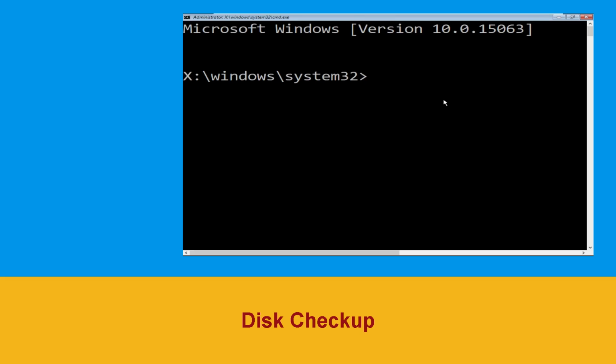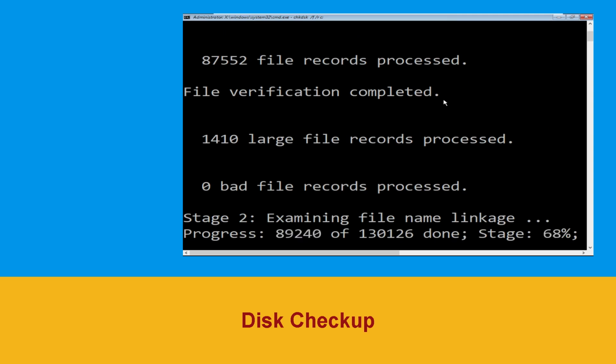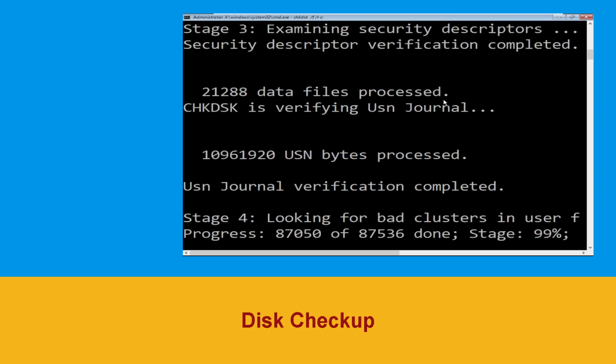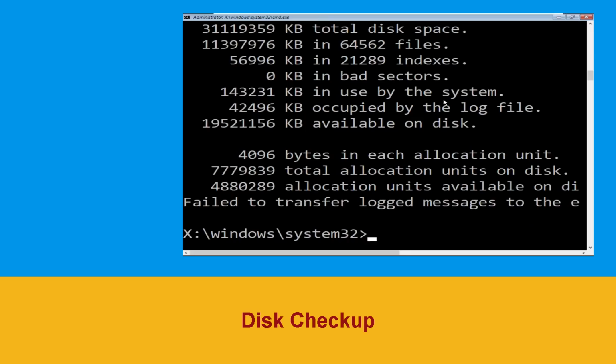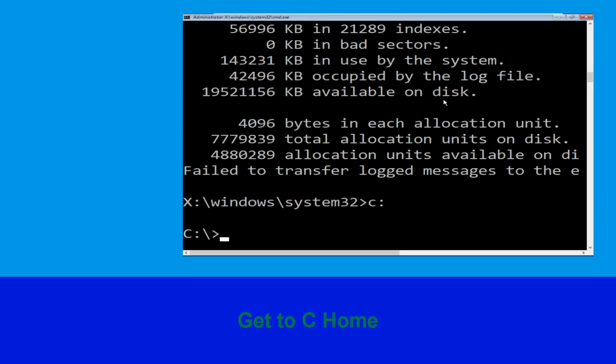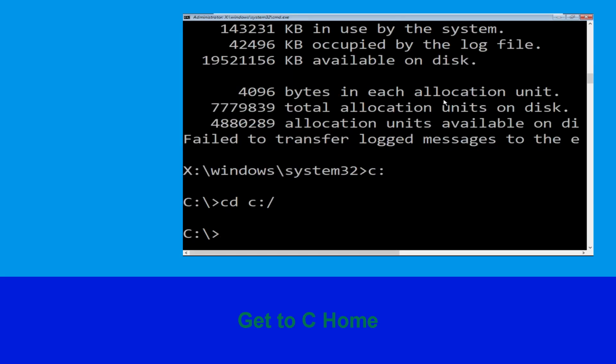Now execute this command carefully. Type chkdsk /f /r: and hit enter to execute this command. Type C: and hit enter to execute the command. Now type cd space C: / and hit enter to execute the command.